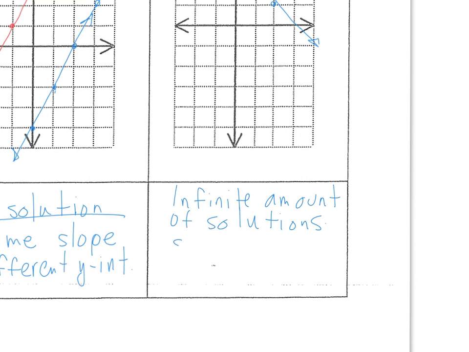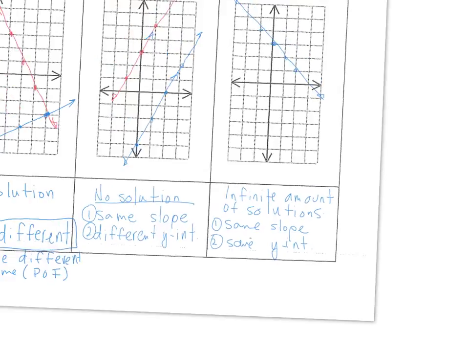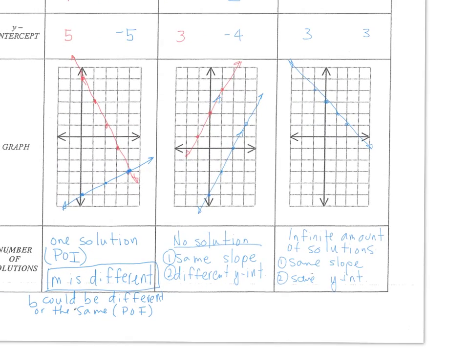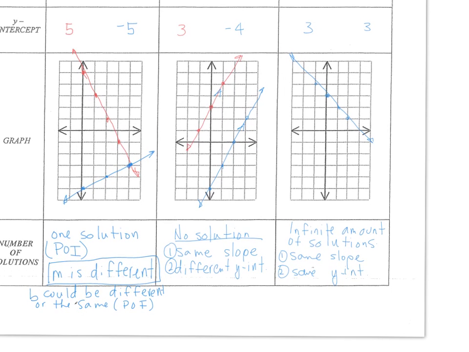In this case, we need the same slope. These are my conditions for this to happen. And the same y-intercept, okay? So same slope, same y-intercept, they have to be the same lines, they're on top of each other, and there's an infinite amount of solutions. Okay, that's our third case, okay?